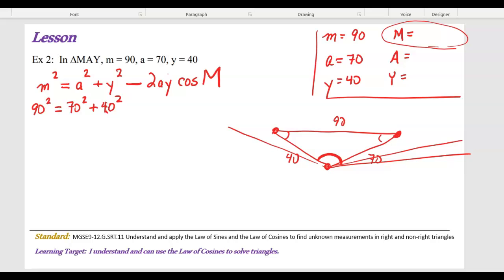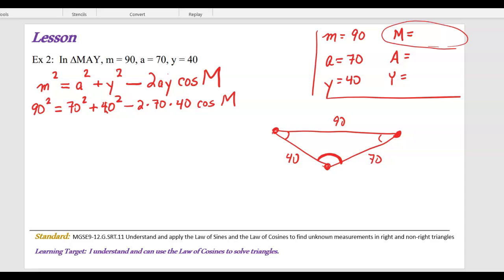Uh-oh. Just replaced the battery in my pen. I don't know what's going on, but we'll keep on going. Okay, so 2AY times cosine of M. All right, so I really don't need this diagram. Let me kind of get that out of the way.